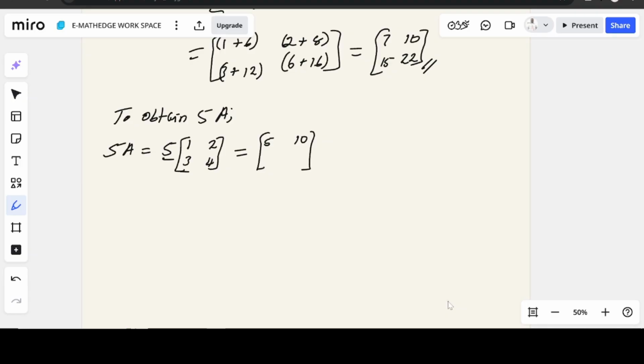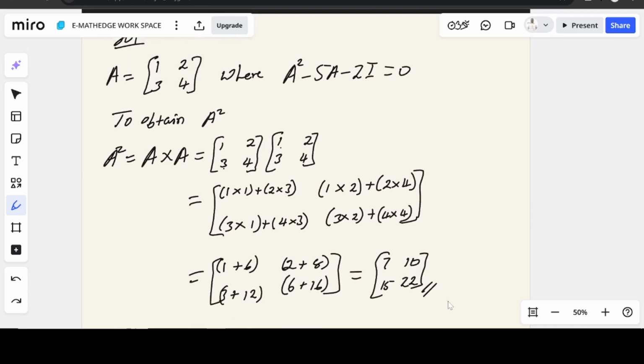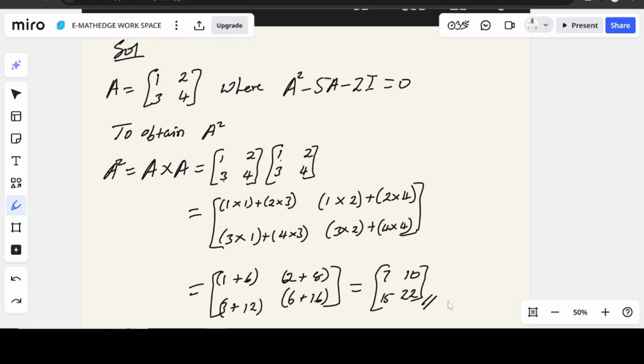5 multiplied by 3 is going to give us 15. 5 multiplied by 4 is going to give us 20. So the expression 5A resulted in this matrix, which has the elements 5, 10, 15, and 20. Now the next thing we should be looking out for is how to obtain 2I.